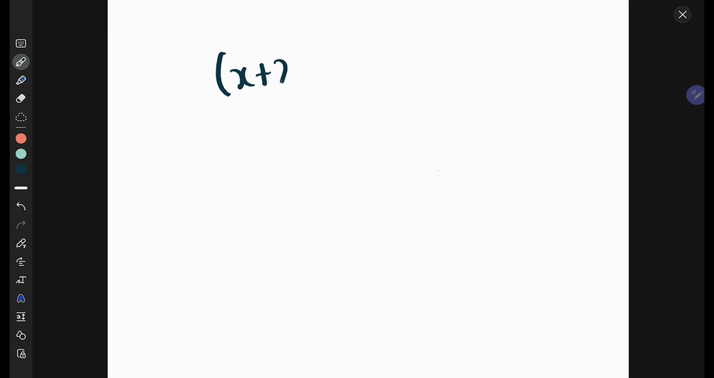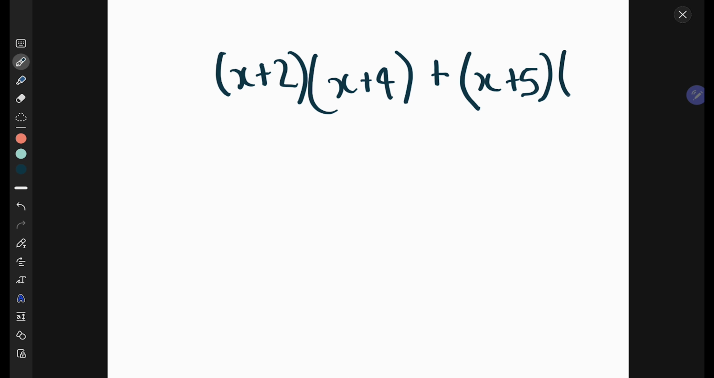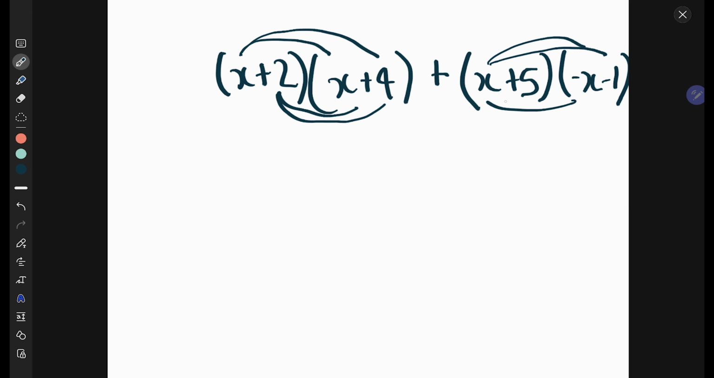So let's have x plus 2 times x plus 4, and then plus x plus 5 times minus x minus 1. That's a bit hard to fit. So this is actually very simple. You want to expand like this and expand like this. This is called FOIL, I think. I'm not really sure, but yes. So you basically do the first ones first, and then you do the outside, then you do the inner, then you do the last ones. That's FOIL.